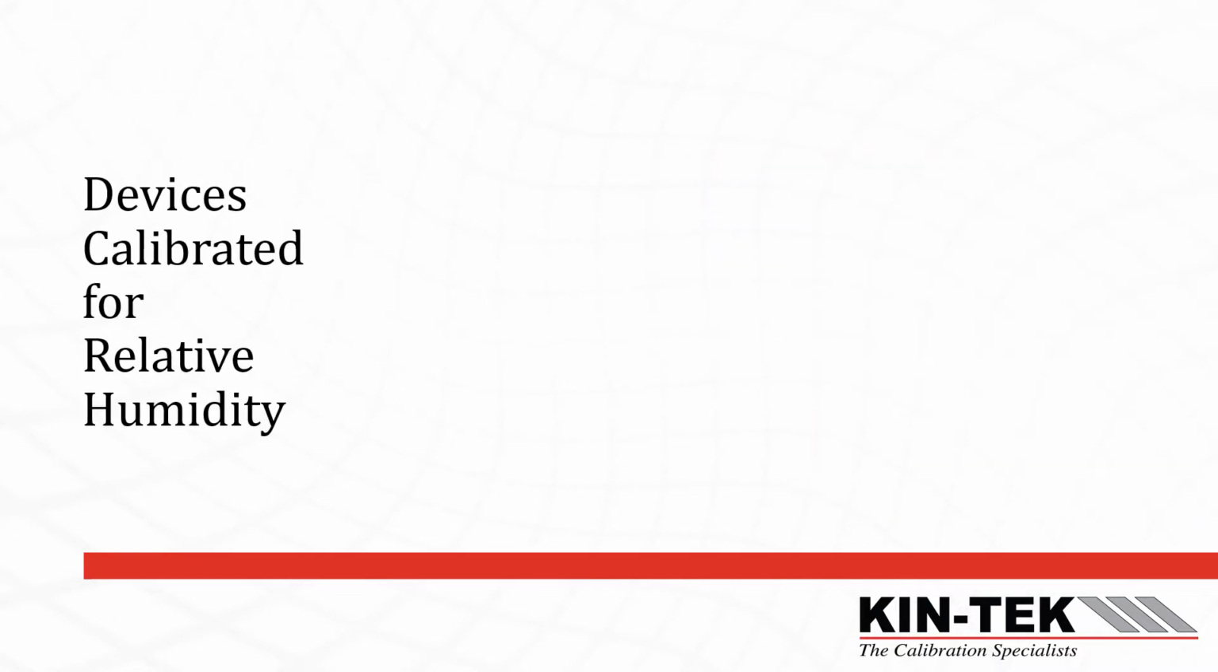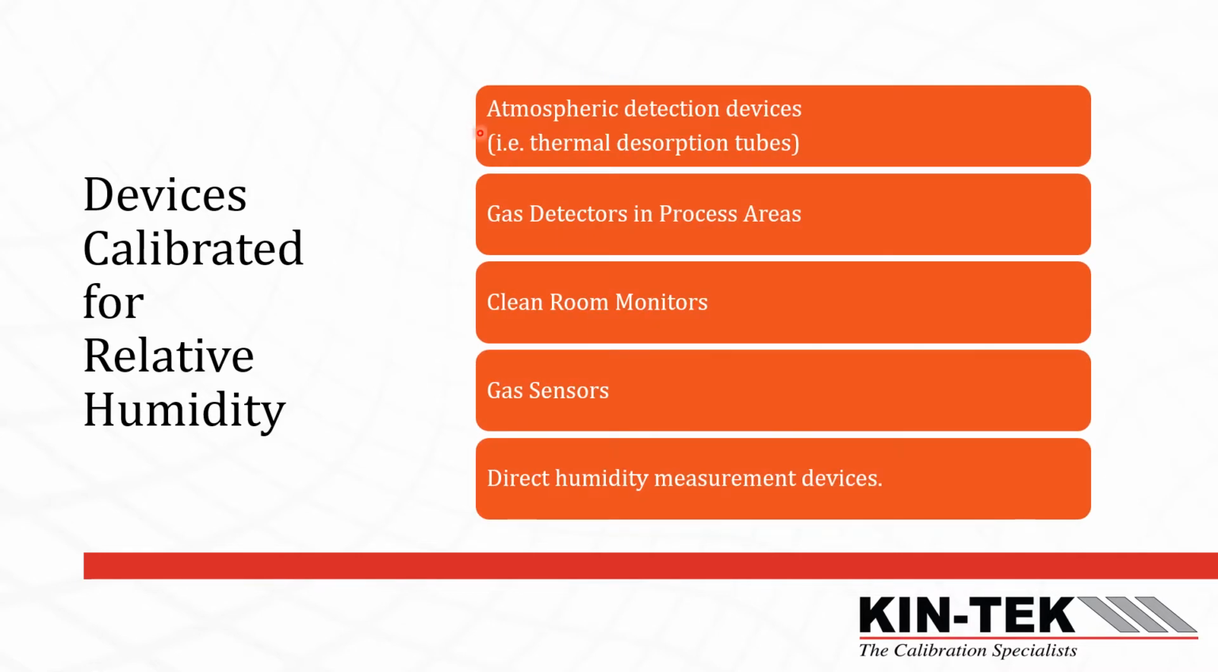Devices that require calibration and that should account for the amount of humidity in the gas standard are atmospheric detection devices such as thermal desorption tubes, gas detectors in process areas, clean room monitors, gas sensors, and direct humidity measurement devices. All of these are used in the atmosphere in which they should be calibrated, so you want to add relative humidity to that calibration to make sure you're getting the true readings.